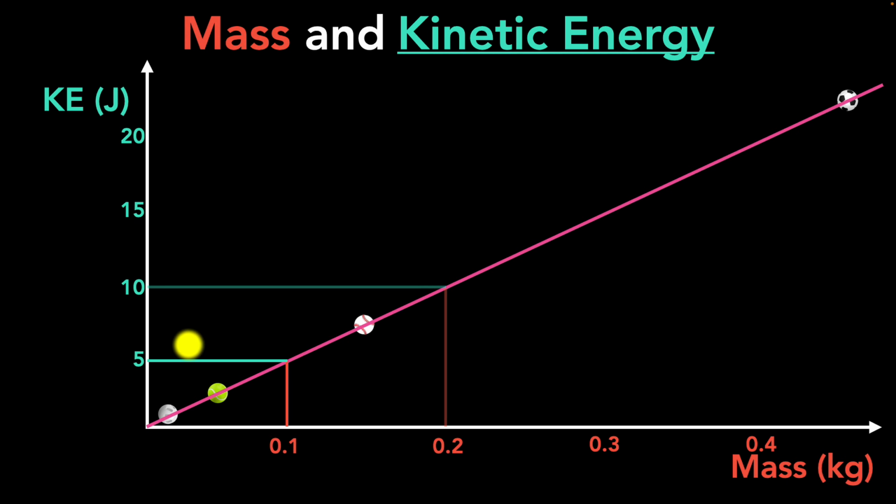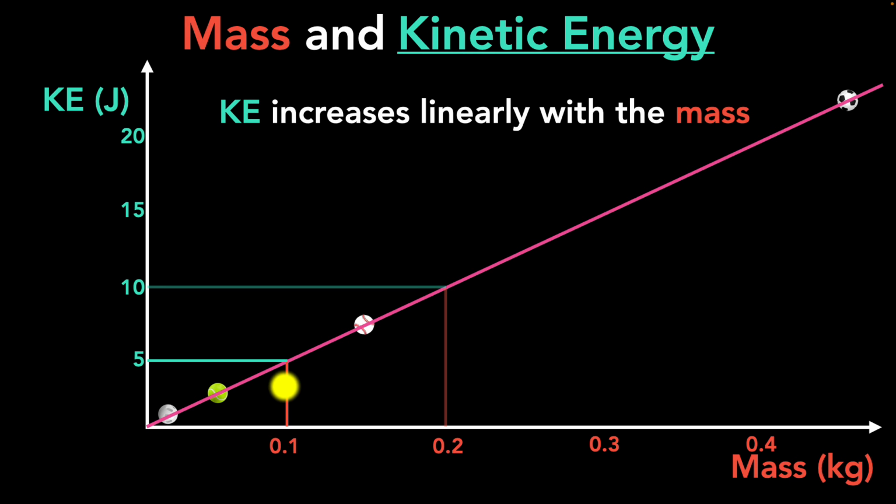So we can see the connection between mass and kinetic energy. We say this is a linear connection. Kinetic energy increases linearly with mass. With whatever factor the mass increases, the kinetic energy will also increase by exactly the same factor.